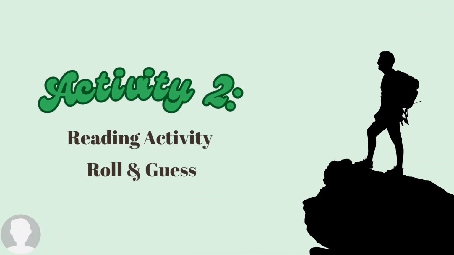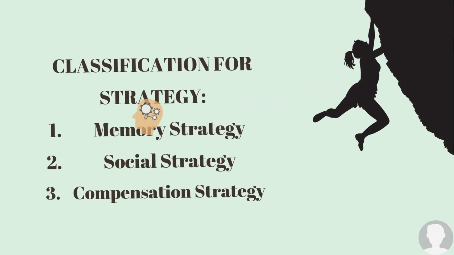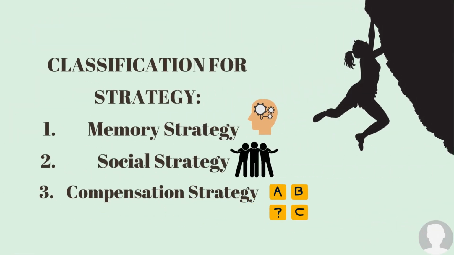The second learning activity is a reading activity, which is called Roll and Guess. For this activity, there are three related strategies. The first one is the memory strategy, whereby pupils will be able to create mental linkages and apply images. The second strategy is social, in which pupils will be encouraged to cooperate with others and will be engaged in this fun activity by asking questions. And the third strategy is compensation, in which the pairs are required to guess intelligently based on prompts given.